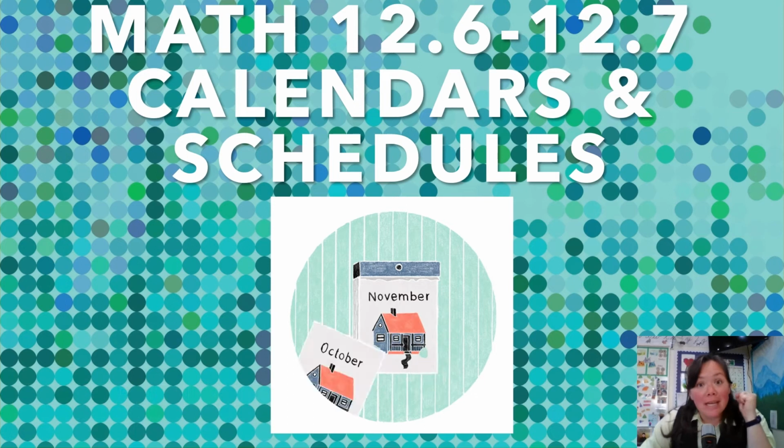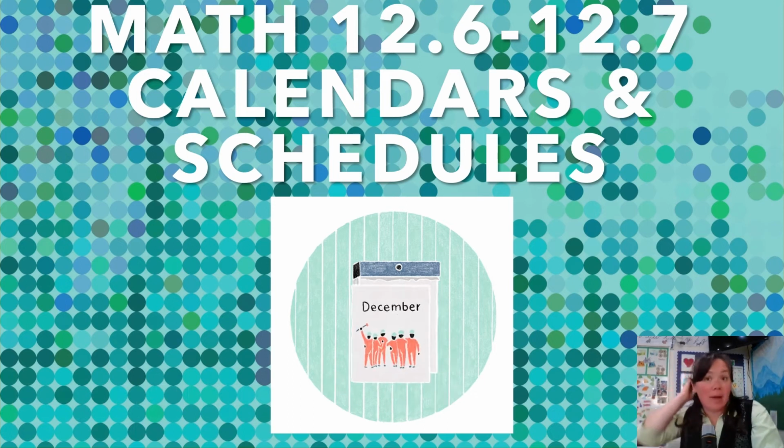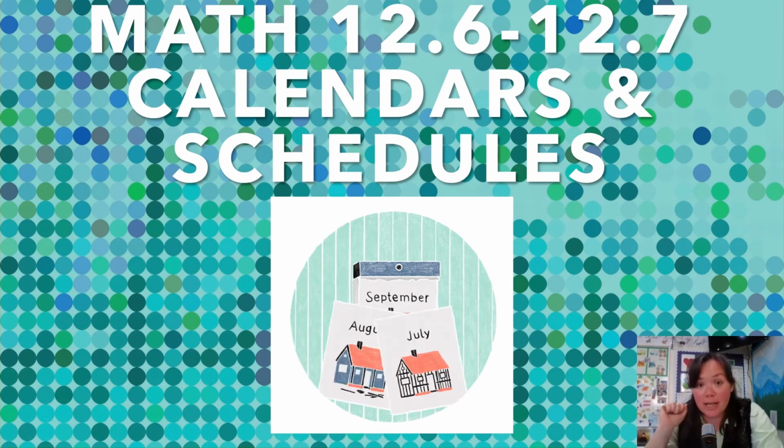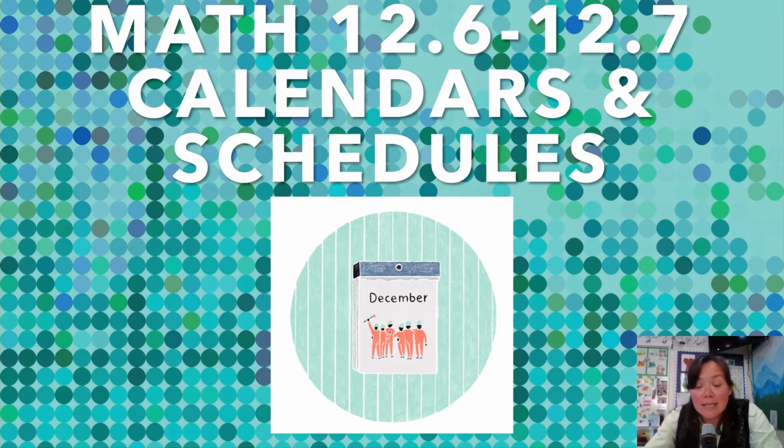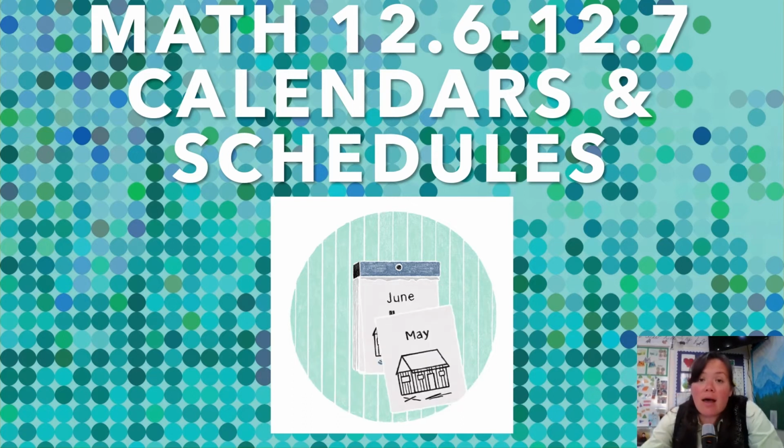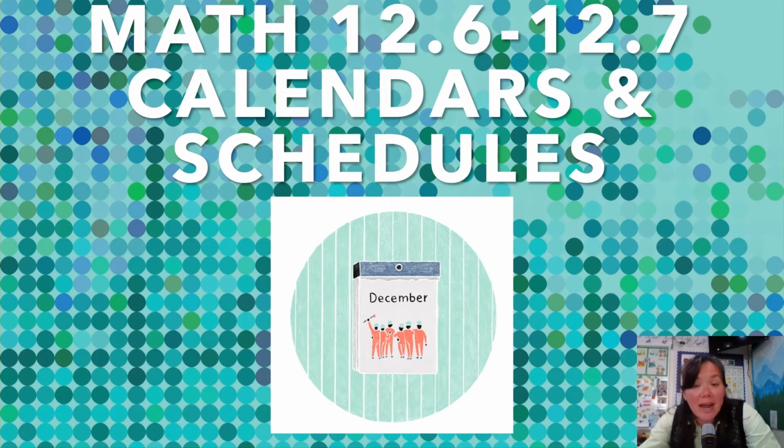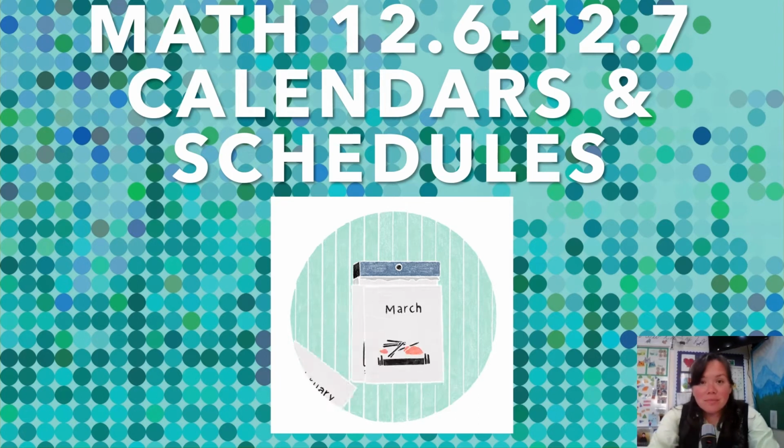We have some pretty easy math lessons, so I combined two of them for today's work. We have 12.6 and 12.7, and it's going to be on calendars and schedules.